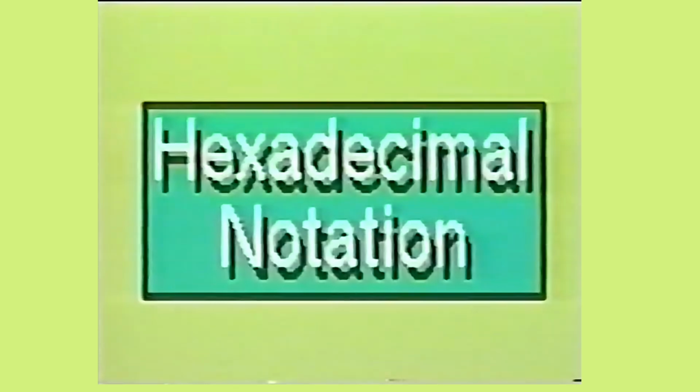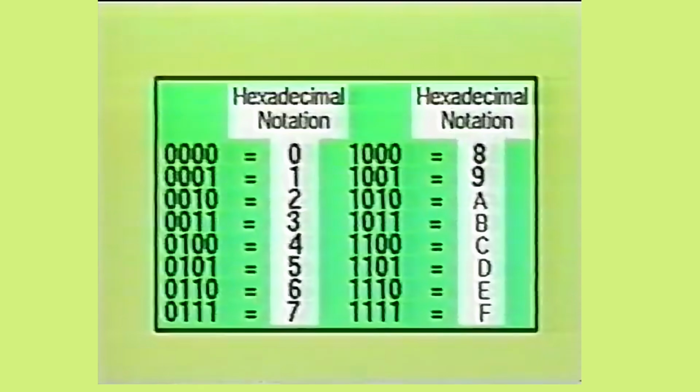Another commonly used notation group of digits is called hexadecimal. Most of today's commercial and personal computers use the hexadecimal notation system. In hexadecimal notation, a group of 4 bits is represented by a digit or letter taken from the hexadecimal characters shown in this table. As you can see, the hexadecimal system contains 16 characters, which are digits 0 through 9 and letters A through F.